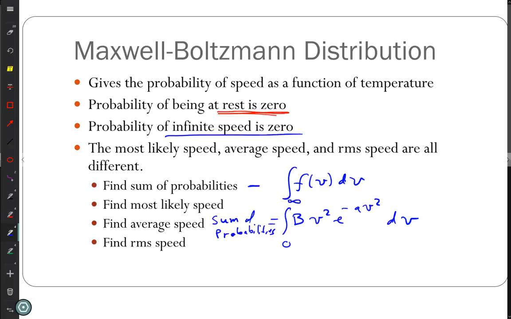So that's the sum of probabilities. What should the sum of probabilities probably add up to? You say 100?